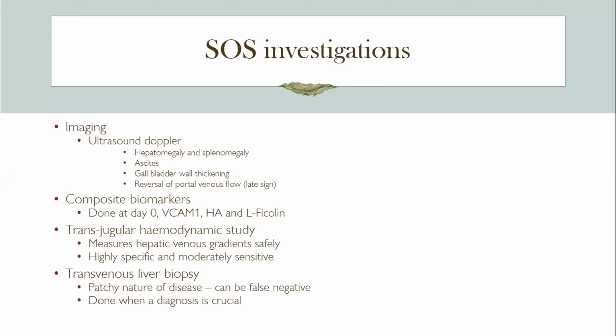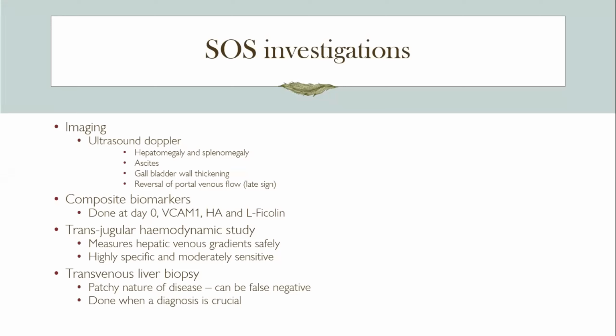This would tell us more about hepatomegaly and splenomegaly, the presence of ascites, gallbladder wall thickening, and the reversal of the portal venous outflow. Portal venous flow reversal is a late sign of SOS and may not be there if you've caught it early. There's also research or studies that have been done to consider composite biomarkers, and best if they're done at day 0, but I'll speak about these a bit later.